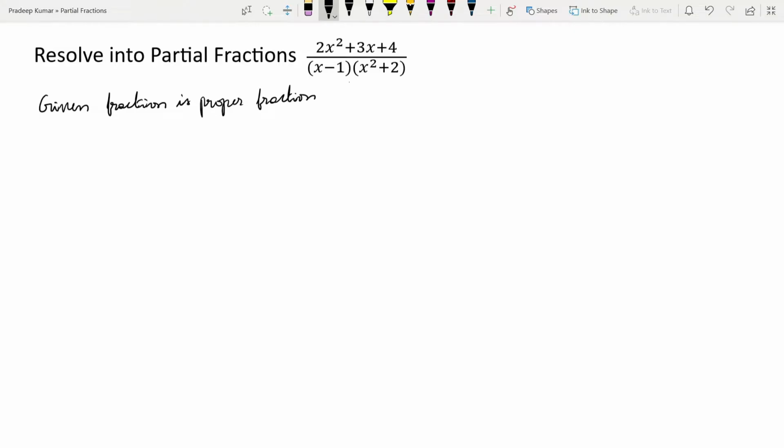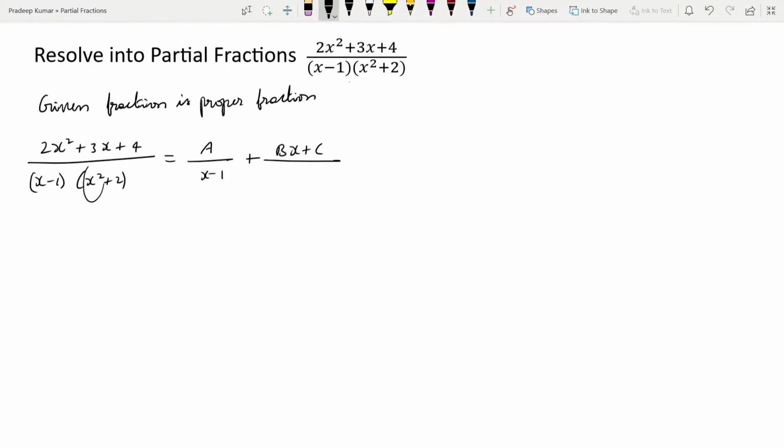Alright, so let's go into the question. (2x² + 3x + 4) / ((x − 1)(x² + 2)) gives us A/(x − 1) as the first part, where only one x term is there, so we write one variable. Plus, here there are two x terms, that is x², so we have to write it as (Bx + C)/(x² + 2). We have taken B and C because x has the power 2. If there is power 3, then we will take D also. I hope this is clear to you.